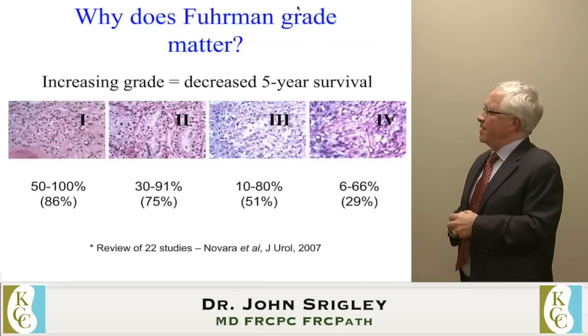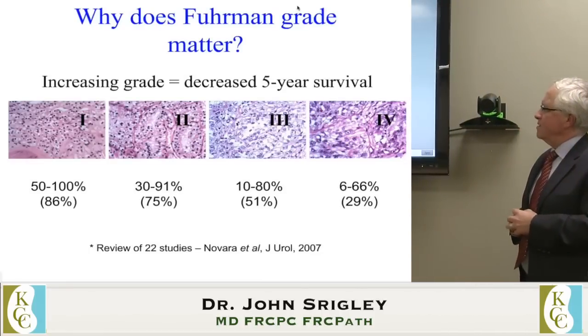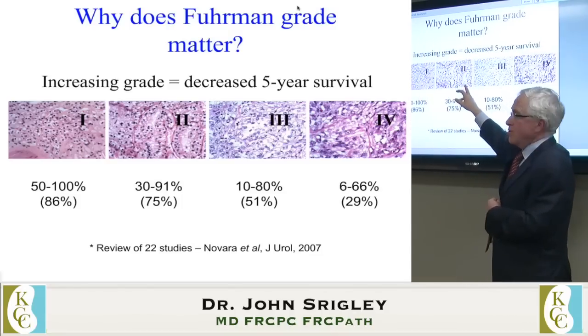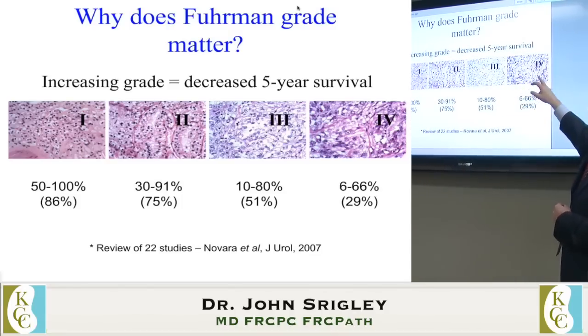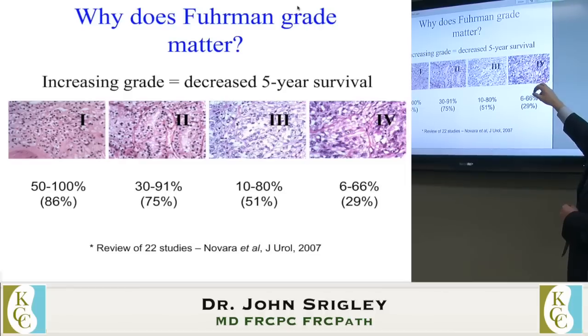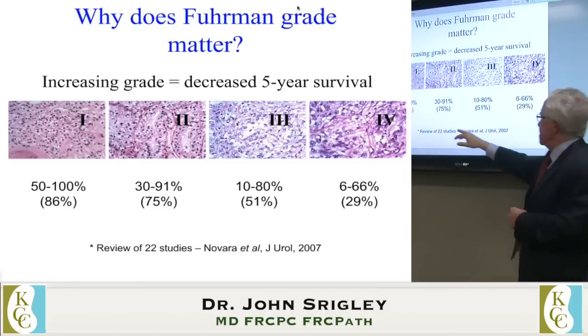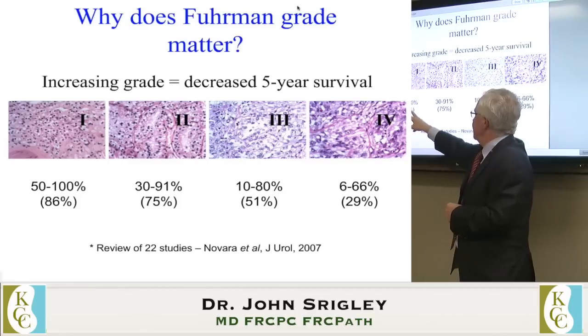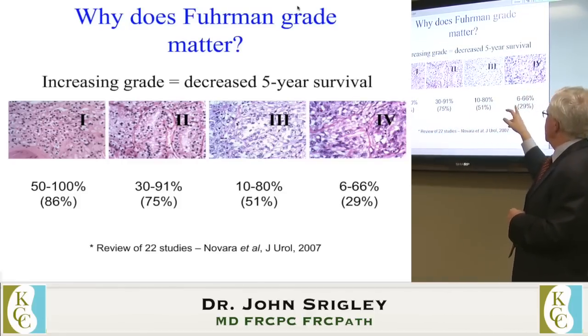So this is just a pictorial image of what tumors would look like. This would be a grade 1 tumor, grade 2, grade 3, and this is the more aggressive looking grade 4 tumor here. And these are the average survival statistics: 86% survival, 75, 51, 29.